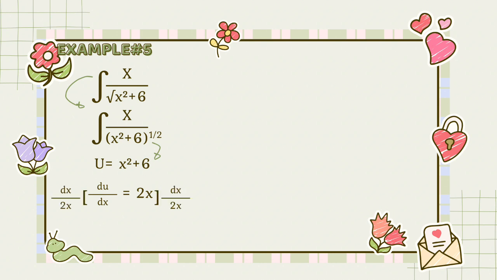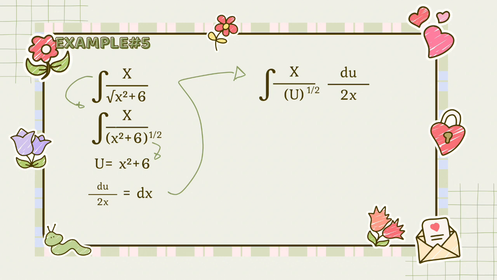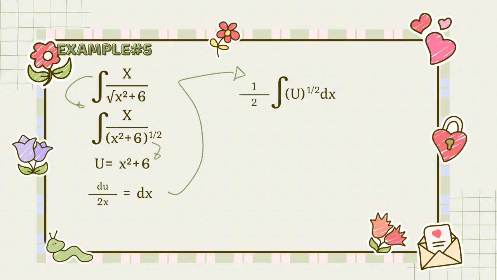Next, we will divide both sides by 2x and cancel the common factor, and we will be left with du over 2x equals dx. Now that we have the value of dx, we will simply substitute into the given, so it will be written as x over u raised to 1/2 times du over 2x. Next, we will cancel the common factor, which is x, and we will factor out 1/2. Now it will be written as 1/2 integral of u raised to negative 1/2 du.